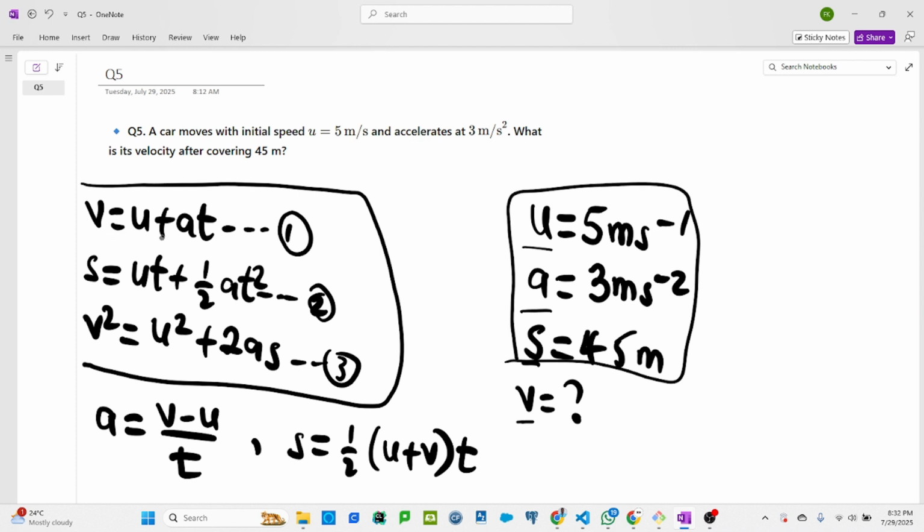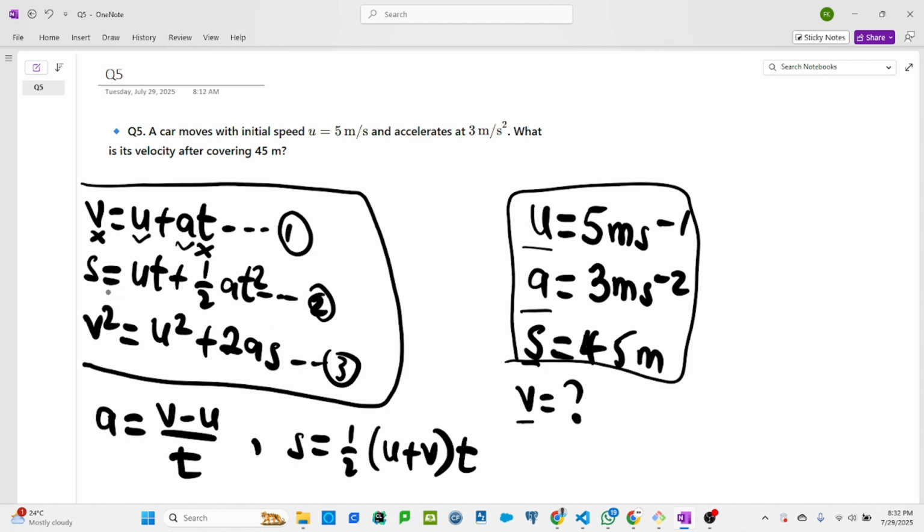And you'll be like, okay, for this one, they've given me U, they have given me A, they have not given me T, and I don't know V. So two things are missing. If two things are missing in that equation, then you cannot use that equation. So the trick is that you should make sure that only one thing is missing in that equation. So for this one, two things are missing, so we will not use it.